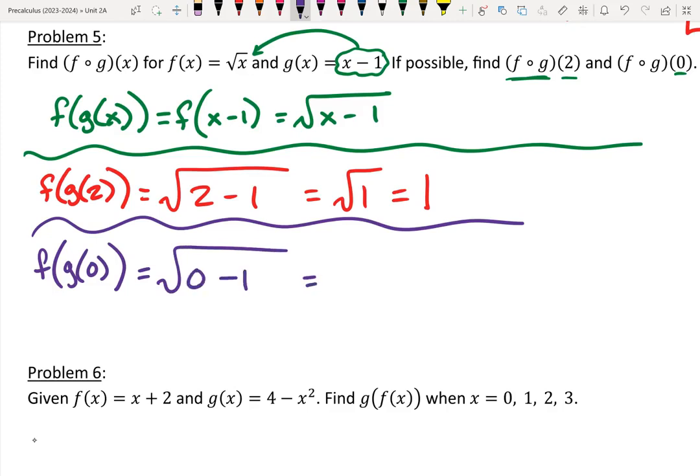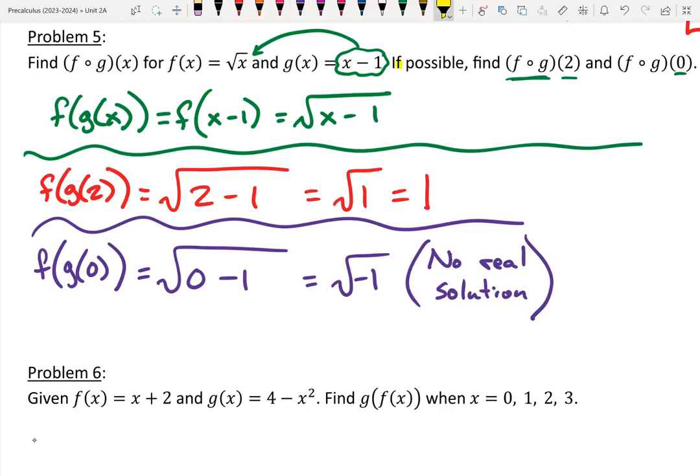What is 0 minus 1? Can I do the square root of negative 1 and get a real number? No, this is our imaginary complex numbers. So this has no real solution. This is why it's set up here, if possible. If possible, find them, right? If I was to plug in 0 into both g and f, g of 0 is negative 1. f of 0 is 0. I can plug in 0 to both of them, but I cannot plug 0 into the composition.